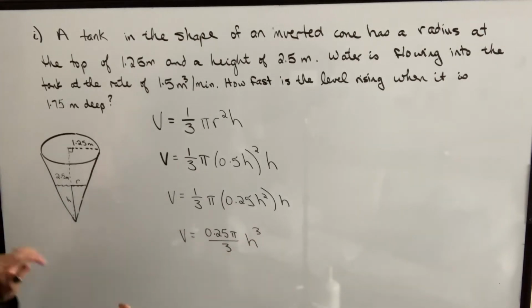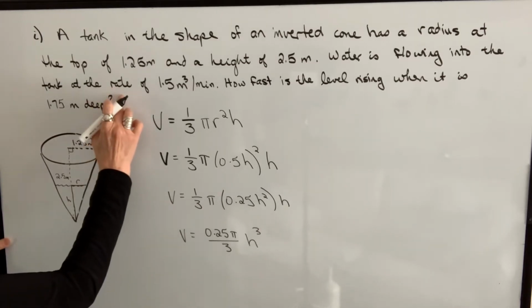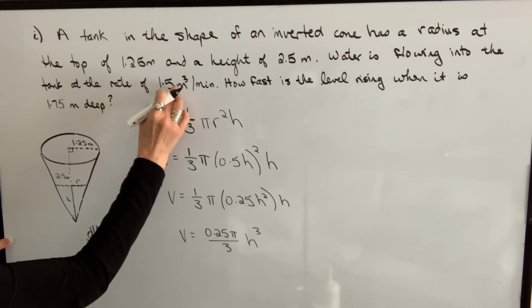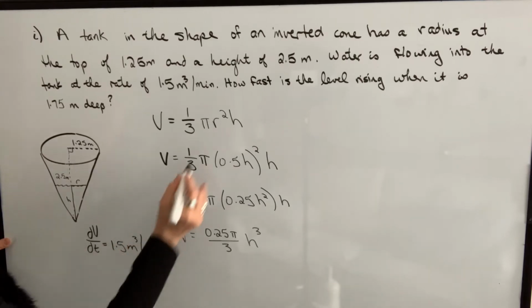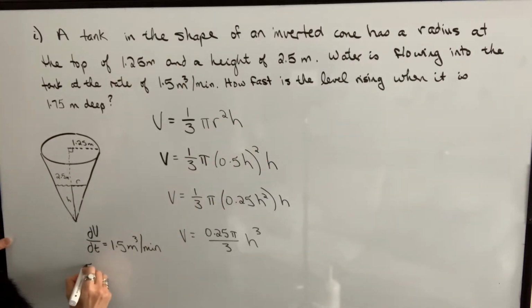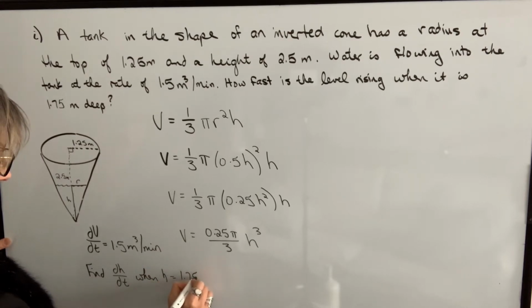Now that I have my function in terms of one variable, let's figure out what we know and what we need to find out. So it tells me that dV/dt, water is flowing into the tank, so it's increasing, so it's positive, 1.5 cubic meters per minute. It says how fast is the level rising, so find the change in height with respect to time when height is 1.75 meters.